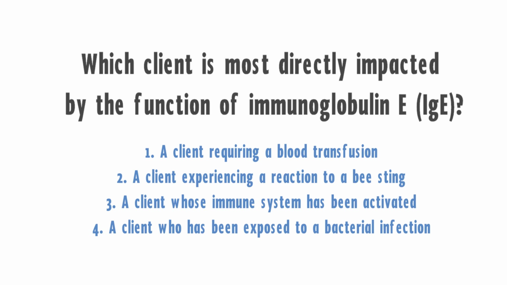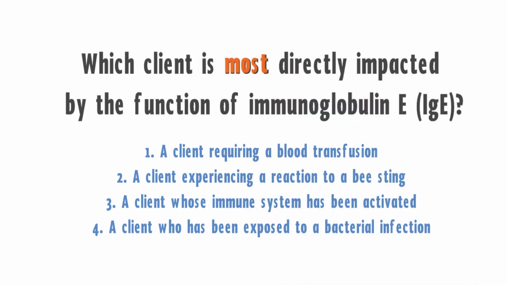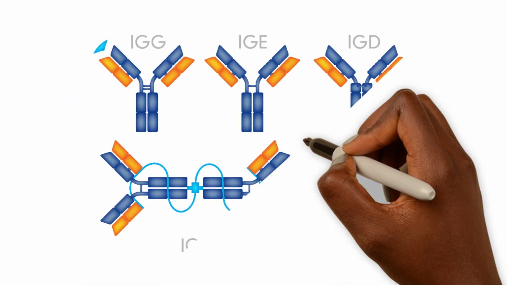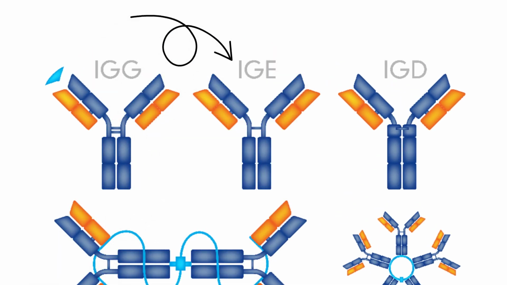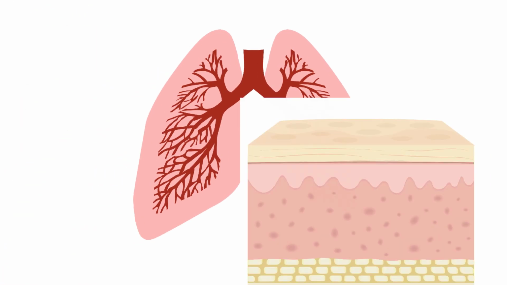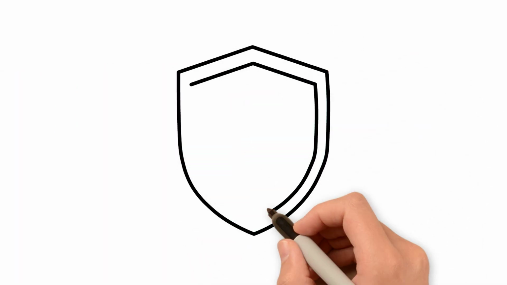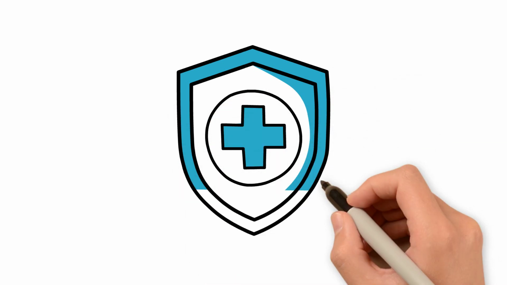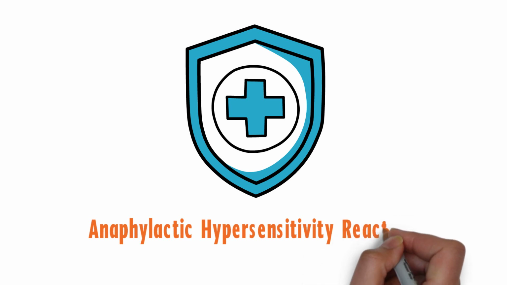First off, it's important to note the keyword most in the question. This is a tricky one as immunoglobulin E is one of 5 classes of antibodies produced by the body. Immunoglobulin E is unique because it's concentrated in the lungs, skin, and mucous membranes, providing the primary defense against environmental agents. It reacts with certain antigens to trigger the release of chemical mediators that cause anaphylactic hypersensitivity reactions.